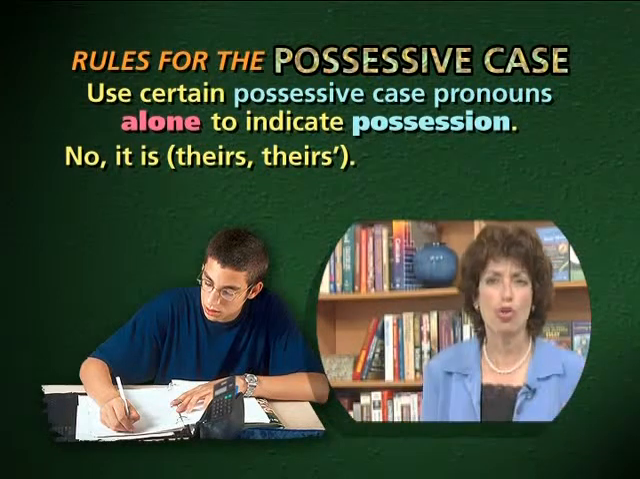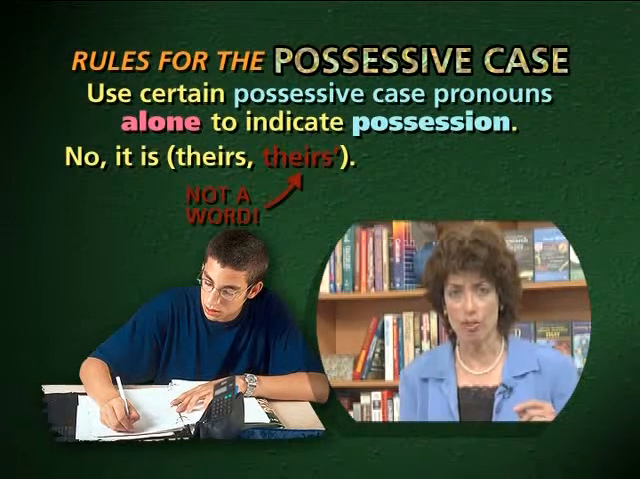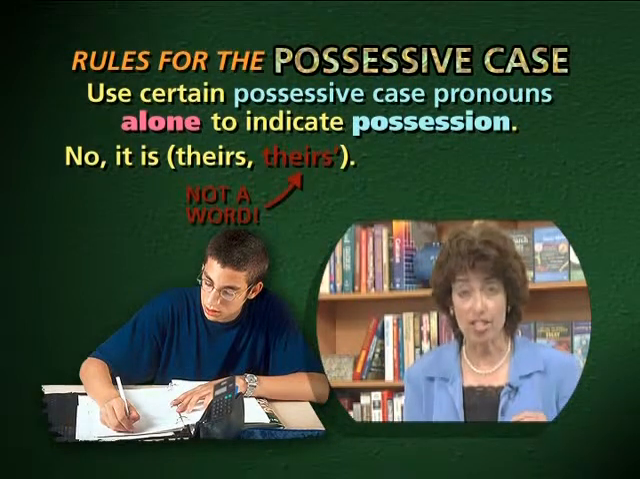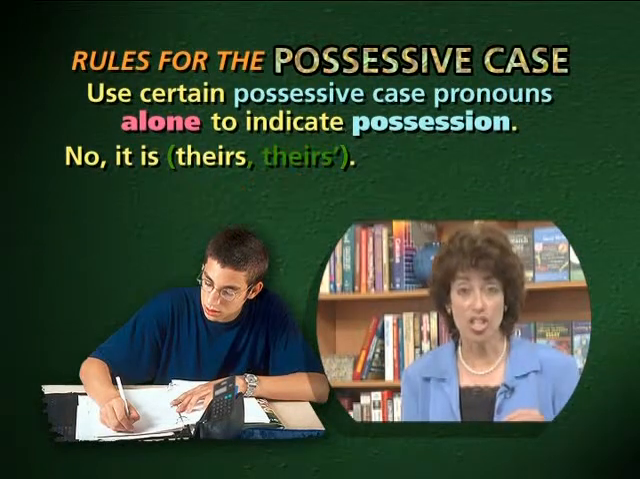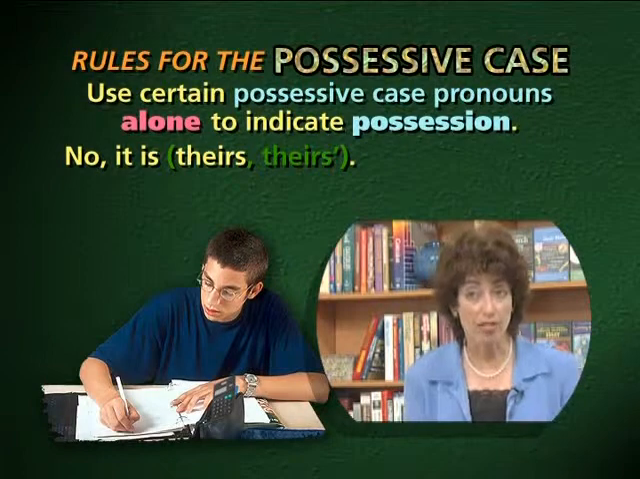And number 3, no, it is theirs or their's with the apostrophe. Just as there's no your's with an apostrophe, there is never any their's with an apostrophe. So that has to be wrong from the beginning. So the correct answer is theirs, the first word, with no apostrophe.